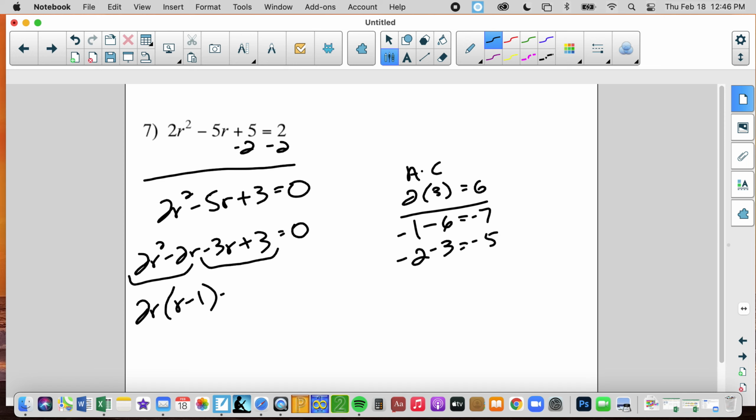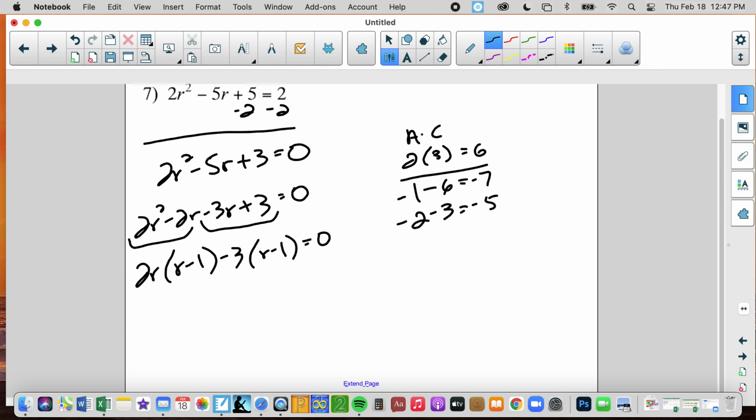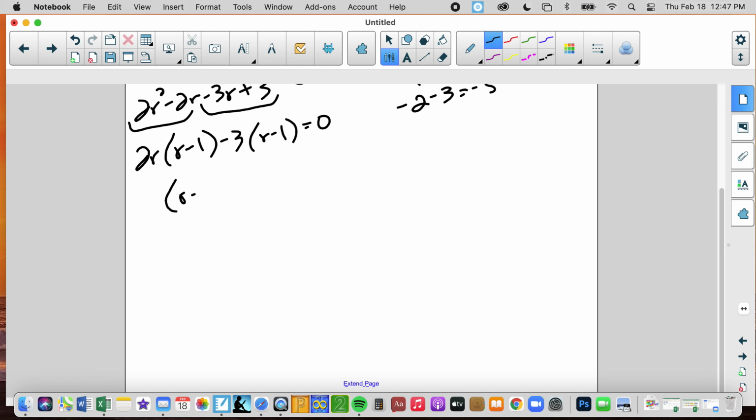We're going to factor a 2r from here, which gives me r minus 1. We're going to factor out a negative 3, which gives me r minus 1. And they both have r minus 1, and that leaves me with 2r minus 3. Now, as you get better, you will still be able to look at that and tell me what the solutions are. But since it's the first one, you should be writing it down.